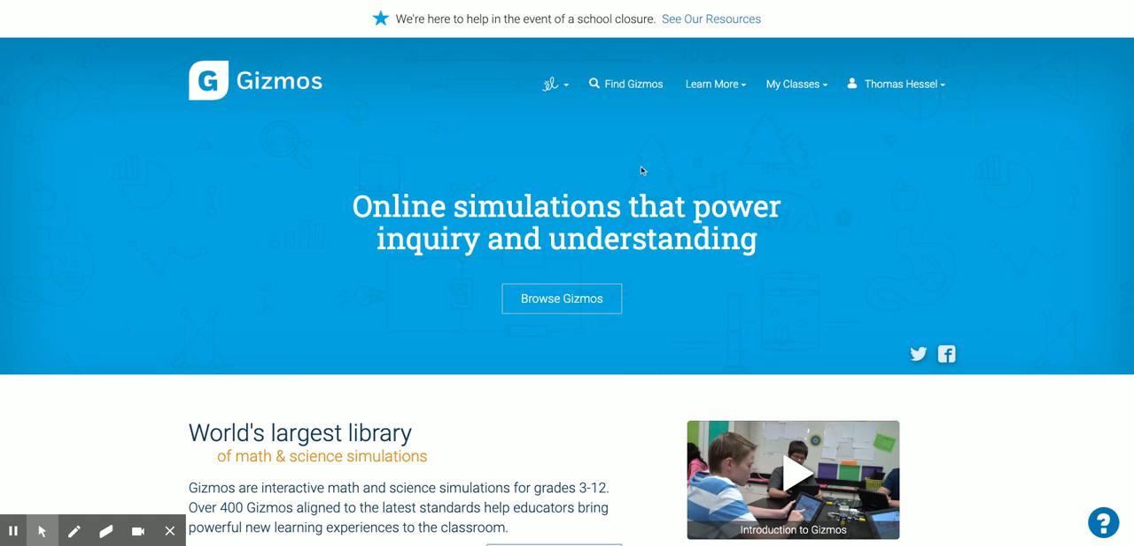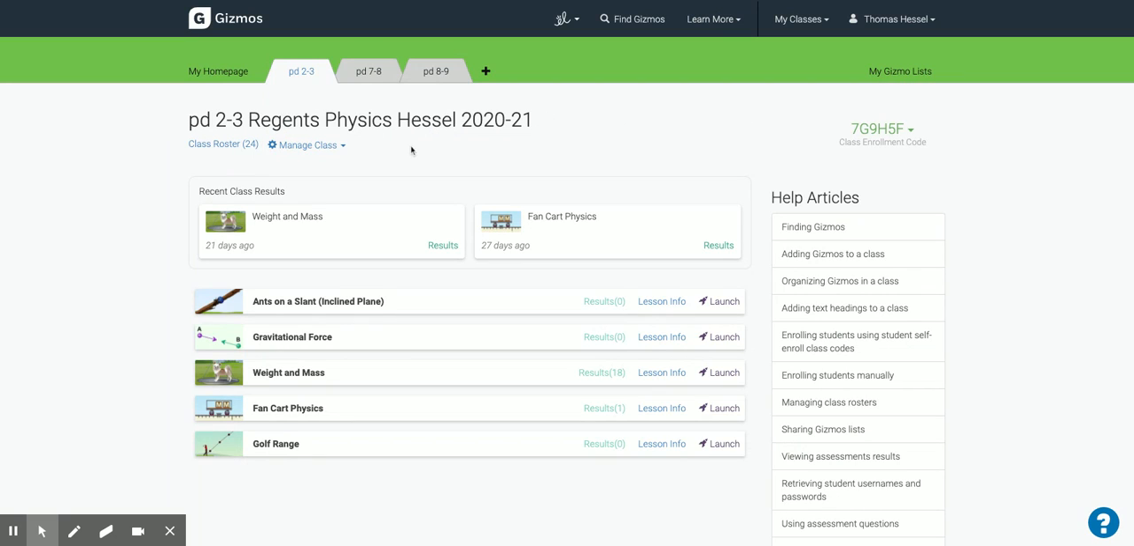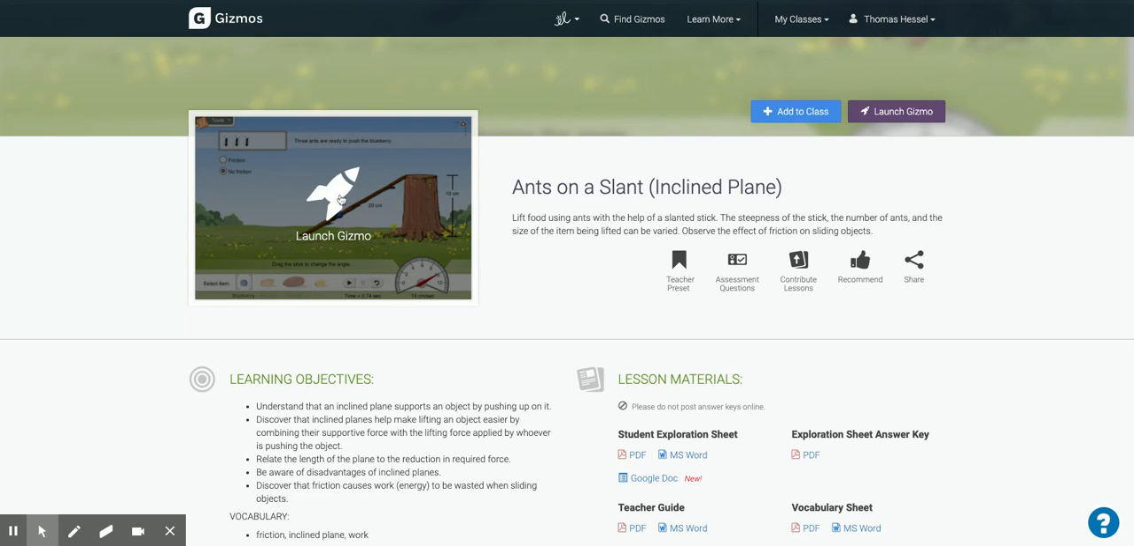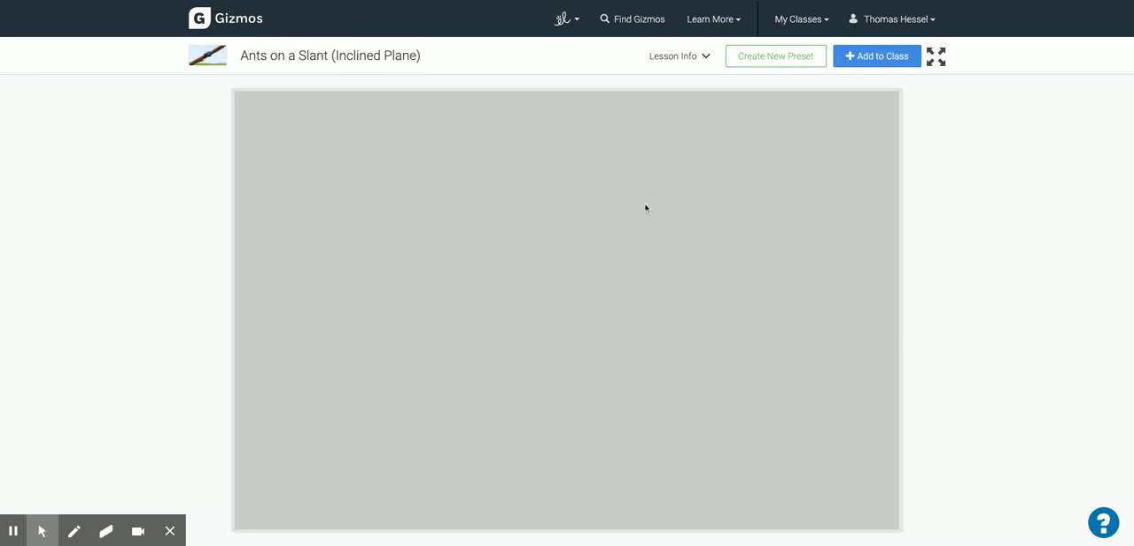So we go to explorelearning.com, you log into your gizmo, and I'm already logged in. So you go to your class, and again, I have no idea if your page looks like my page, but on your page, since I populated the classes with it, at the top should be ants on a slant, kind of like snakes on a plane. If you have to see that movie, I don't feel like I'm missing anything. Anyway, so ants on a slant. You want to launch the gizmo. Launch gizmo. Here we go.